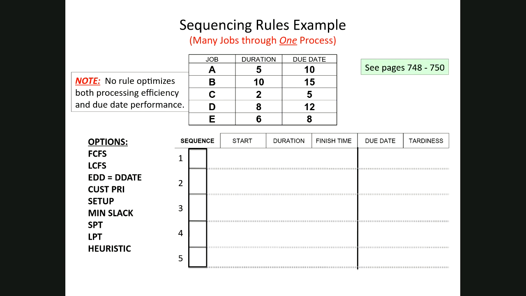And again, this is a slide that you can use as a blank. If you wish, you could print this out. It's posted on D2L, and practice using this job to see if you can develop another sequence that's better than either of the 2 that we've seen so far. All right, that concludes this. There'll be another part where we'll sequence many jobs through 2 processes.